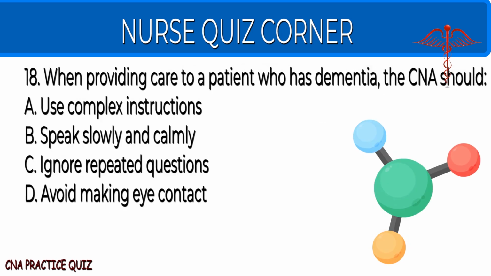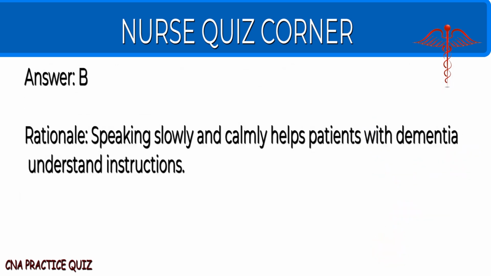18. When providing care to a patient who has dementia, the CNA should: A. Use complex instructions. B. Speak slowly and calmly. C. Ignore repeated questions. D. Avoid making eye contact. Answer B. Rationale: Speaking slowly and calmly helps patients with dementia understand instructions.